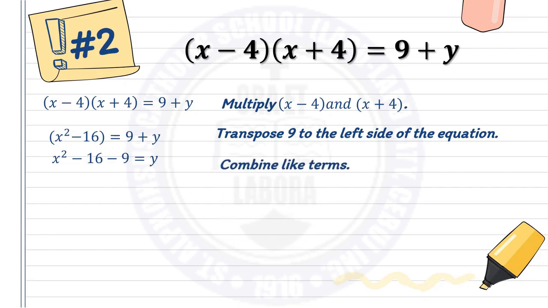Next, combine like terms. Since negative 16 and negative 9 are both constant terms, they can be combined, and that would be negative 25. So the new function will be x squared minus 25 equals y. Next, applying the symmetric property of equality, we could say that y equals x squared minus 25. So the general form of the quadratic function is y equals x squared minus 25.